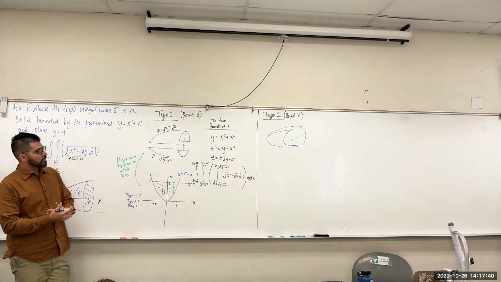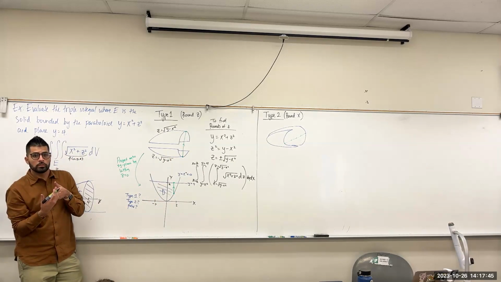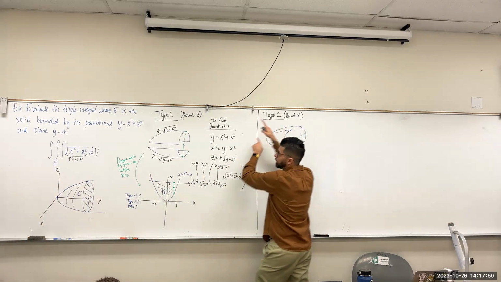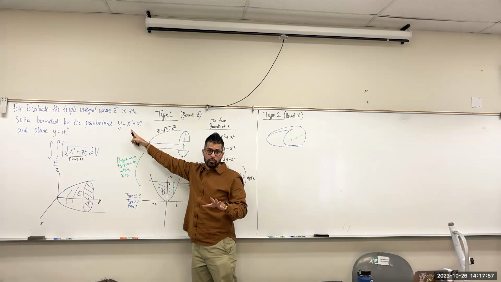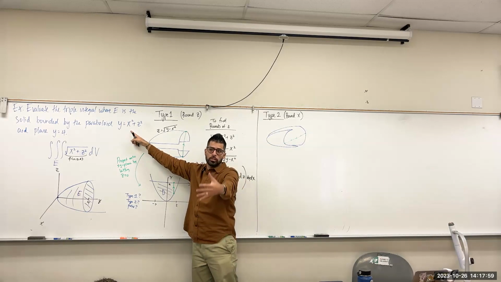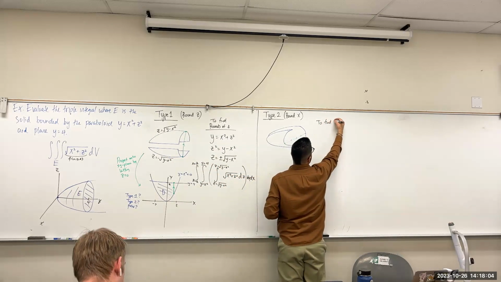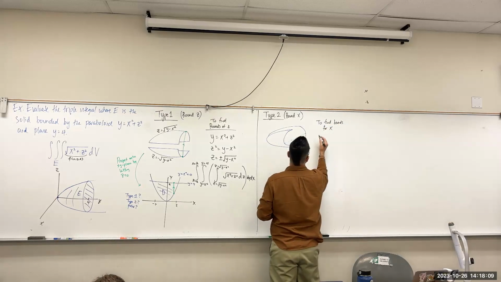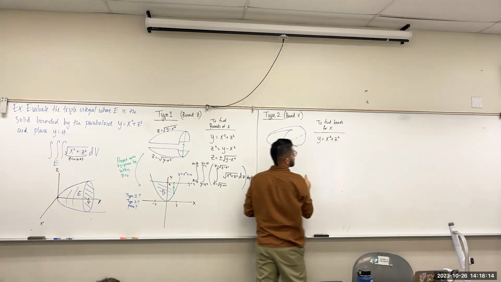Well, since we're bounding x, we need to bound x by a function of which two variables? Y and z, right? So we're going to use the paraboloid equation, but now what are we going to isolate? Now we're going to isolate x so that we can get it as an expression of a function of y and z. So to find bounds for x, we're going to get the same paraboloid equation, but now we're going to isolate for x.